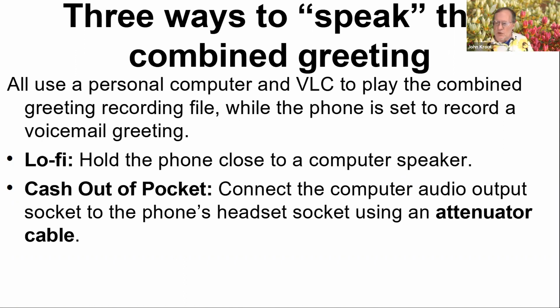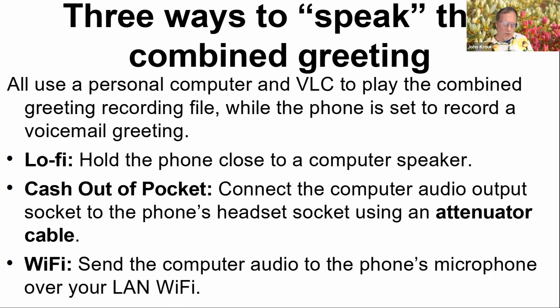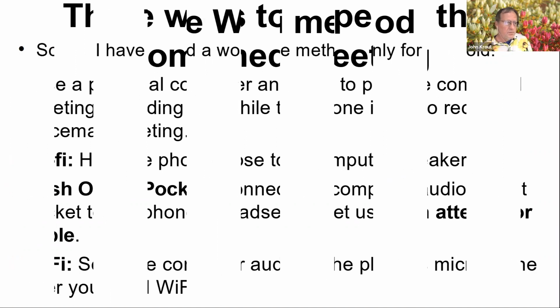There is a method that gives you a much better recording quality, and I call it cash out of pocket. It involves buying some cables. In particular, the single most expensive one is called an attenuator cable, and I'll explain why that's necessary. But there's an even easier high fidelity way using Wi-Fi. Unfortunately, right now, that method is only available for Android phones, and I'm going to show you exactly how to do it.